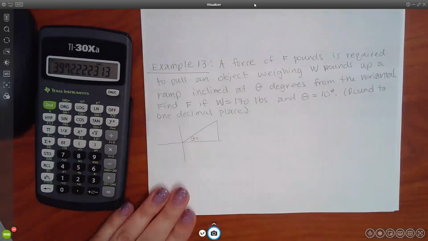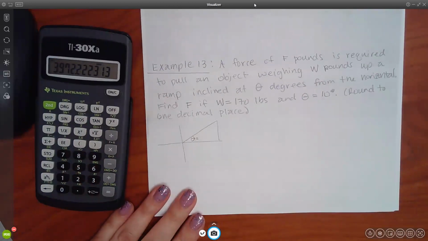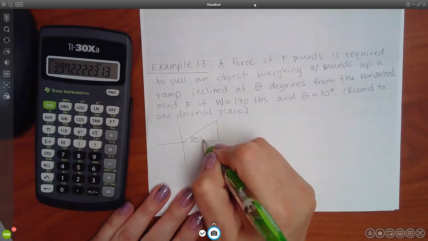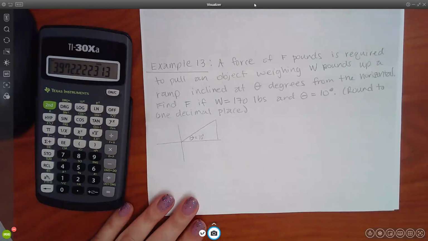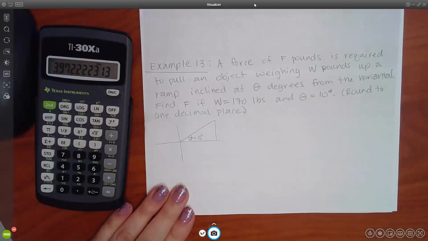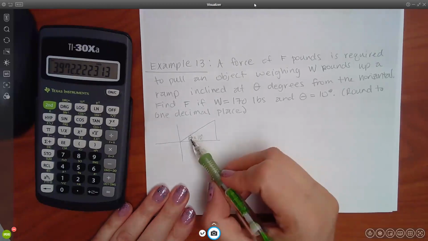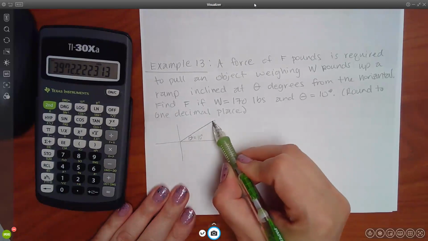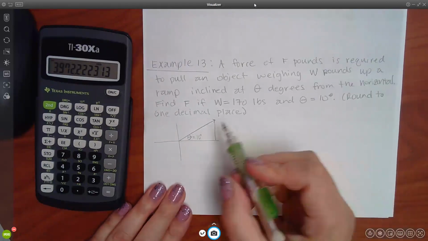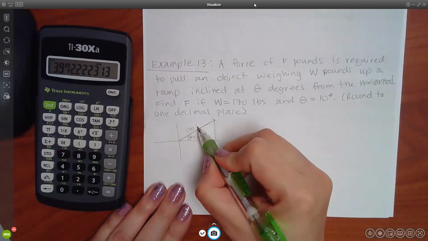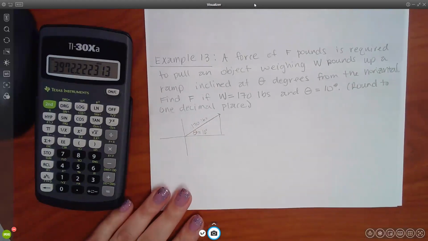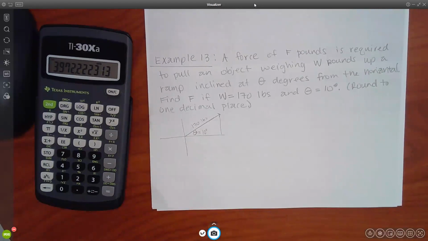And what does it tell me that incline is? It says it is 10 degrees, right? So then this angle is going to be my 10 degrees. My W is always going to be this magnitude here to get there, okay? So this is 170 pounds, that magnitude. Magnitude is the same as length, okay?